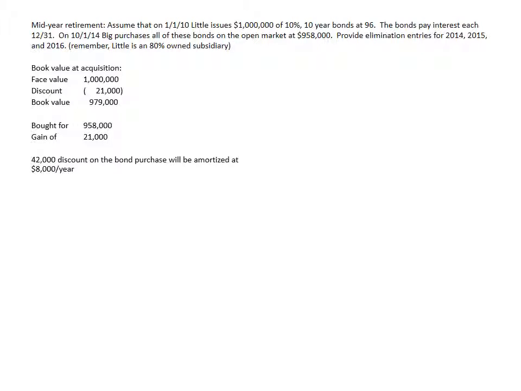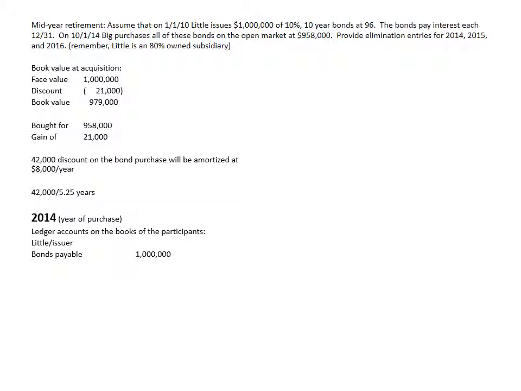Now again, the $42,000 discount on the bond purchase that's on the buyer's books, Big's books, is going to be amortized at the rate of $8,000 per year. Again, from the date of acquisition, these bonds have 5 1/4 years left to run. So 42,000 divided by 5 1/4 is $8,000 per year. And again, let's look at the ledger accounts for 2014, the year of purchase.